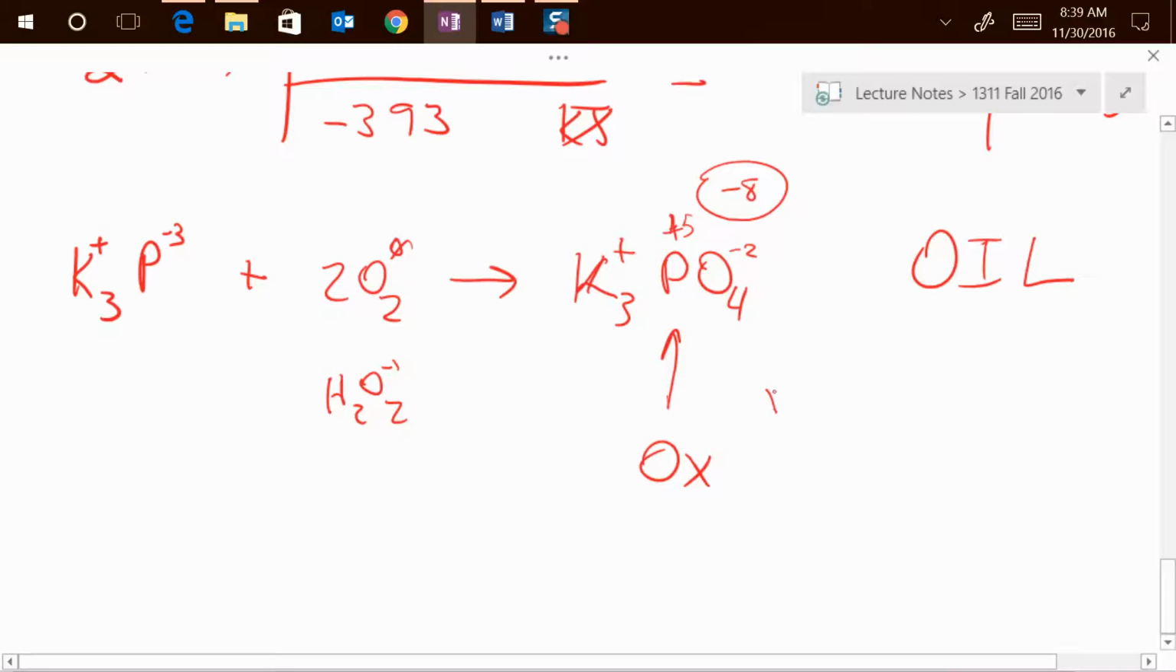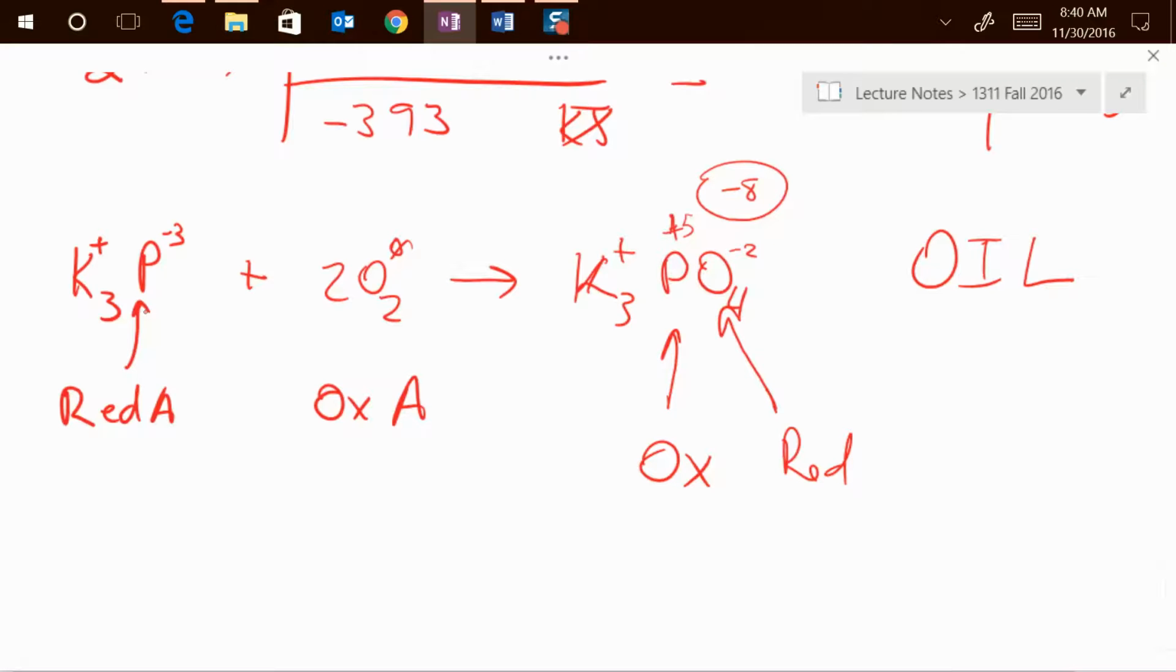What is reduced? Oxygen is reduced because it gained electrons, right? So what is the oxidizing agent? What is the reducing agent? Good. Okay? So that's how I'm going to identify the oxidation reduction of this reaction.